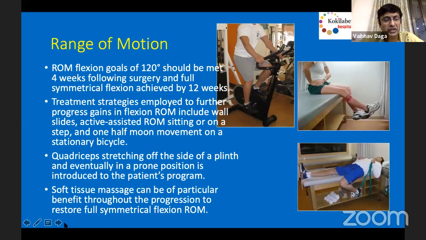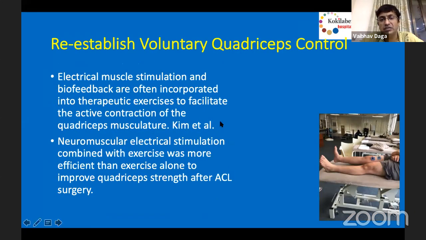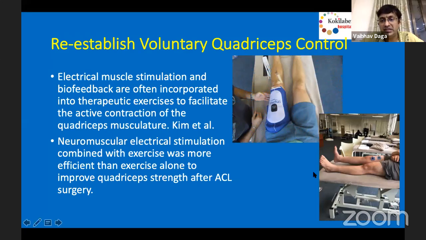So for the voluntary contraction, that's what we were doing. You see, these are the two types of muscle where you place the electrodes on the quadriceps muscle, and it's a kind of Faradic current which goes through. When the patient feels the current, he starts to attempt to contract the quadriceps muscle at the same time.